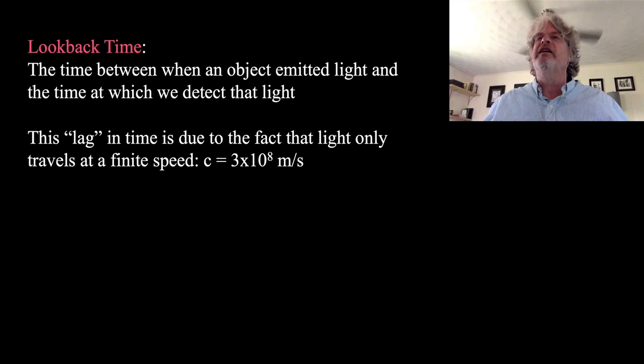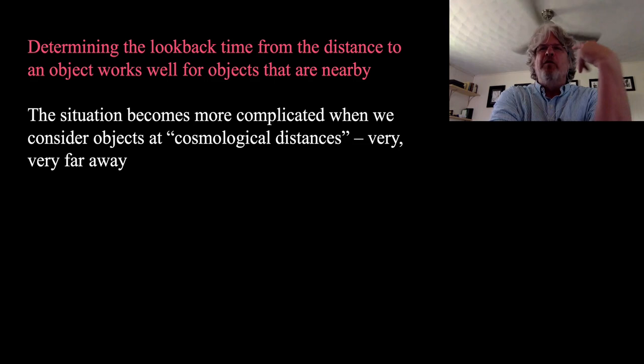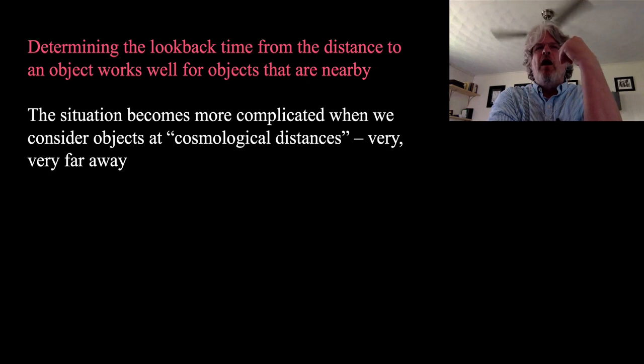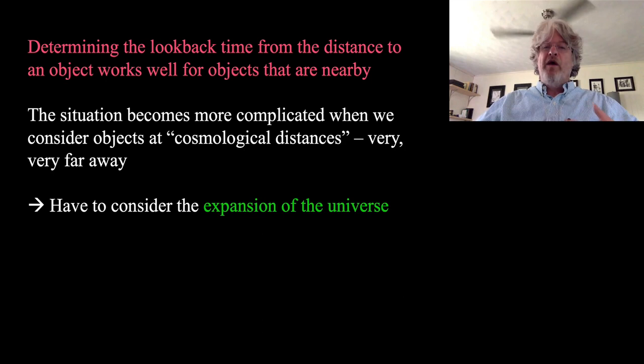So the light only travels at a finite speed, 3 × 10⁸ meters per second. And so that's one way to figure it out. And it works well for objects that are nearby, but it seems straightforward, and it actually becomes more complicated when we're talking about objects at cosmological distance. When we're talking about objects that are so far away, we have to worry about the expansion of the universe.